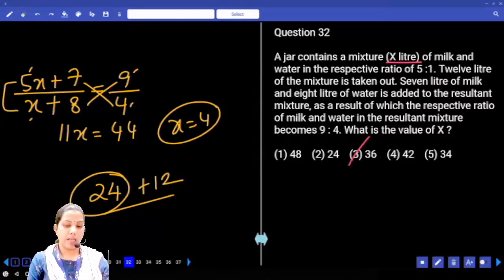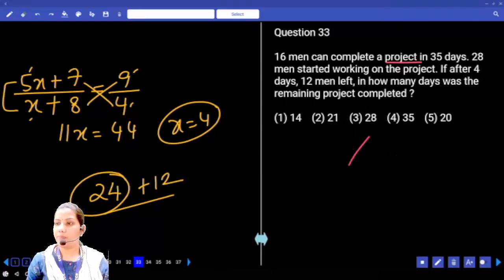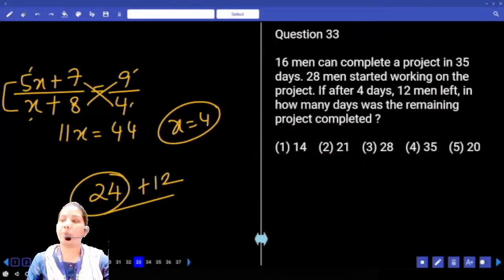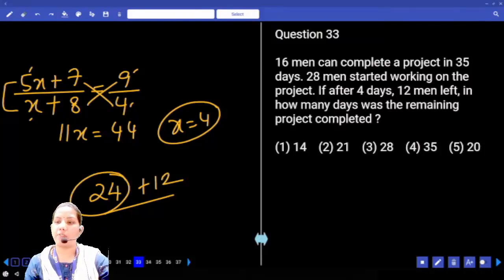Okay, now next, 33. 16 men can complete a project in 35 days. 28 men started working on the project. If after 4 days 12 men left, in how many days was the remaining project completed?